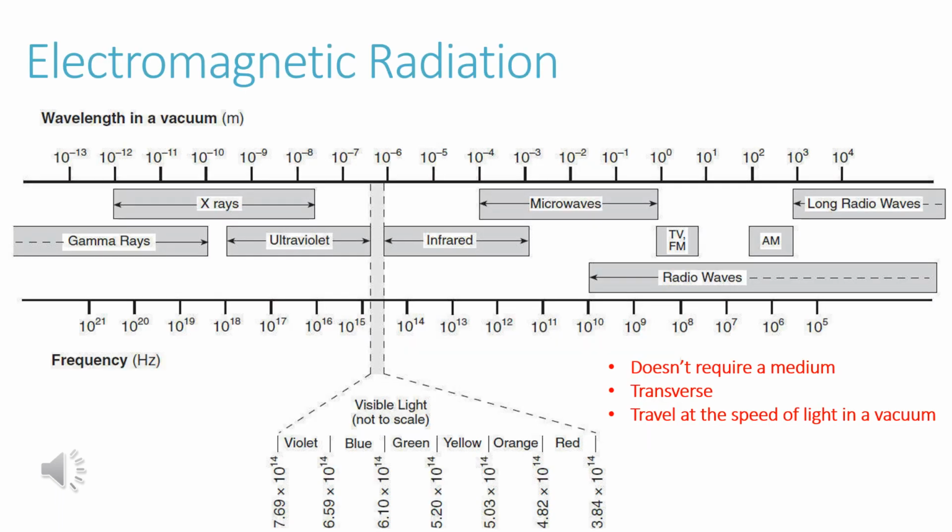The following chart is found on your reference table. It is a list of the full spectrum of electromagnetic radiations in order of increasing wavelength. You need to know that all the waves listed here are transverse, do not require a medium, and travel at the speed of light through a vacuum.